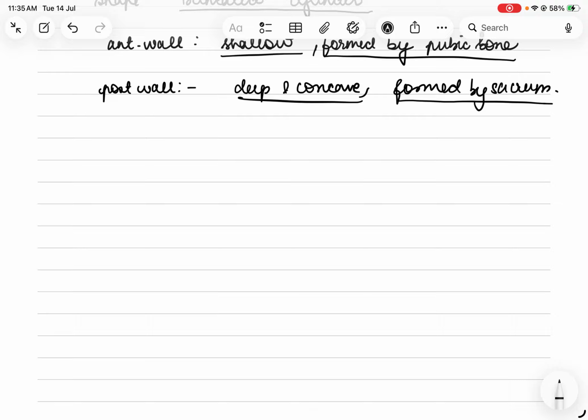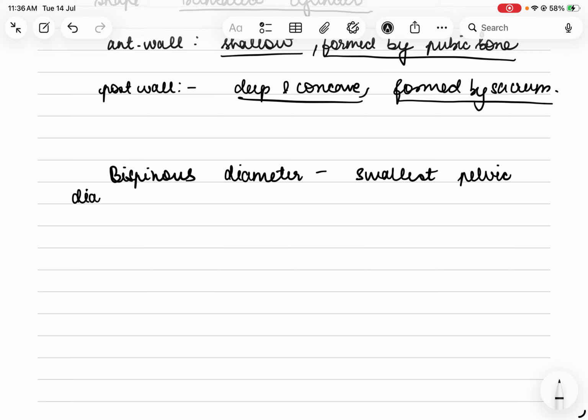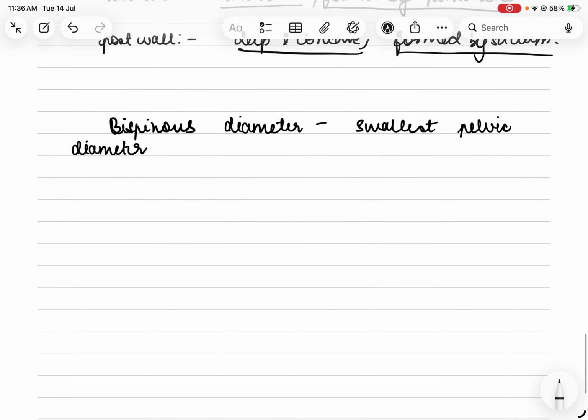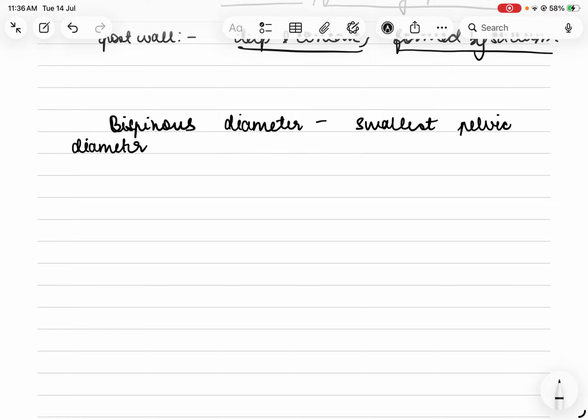Significance is that there is no obstetric significance of these diameters. But there is just one thing you need to remember, that the bispinous diameter is the smallest pelvic diameter, which is most important obstetrically.